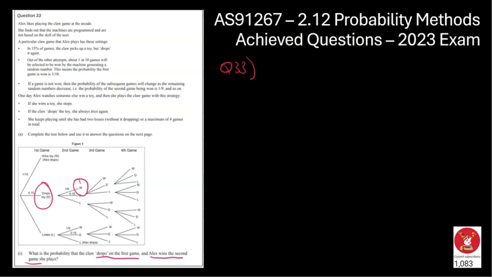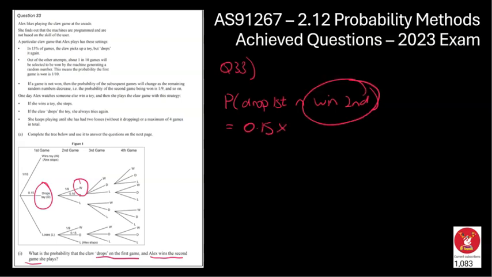So we're trying to find the probability that she drops the first game. So I'm going to write drop first, and then win in the second. So that's what we're calculating. And the probability of that will be the two events times together. So it's going to be the probability of a drop in the first game, 0.15, multiplied by the probability of a win in the second game, which is 1/9.